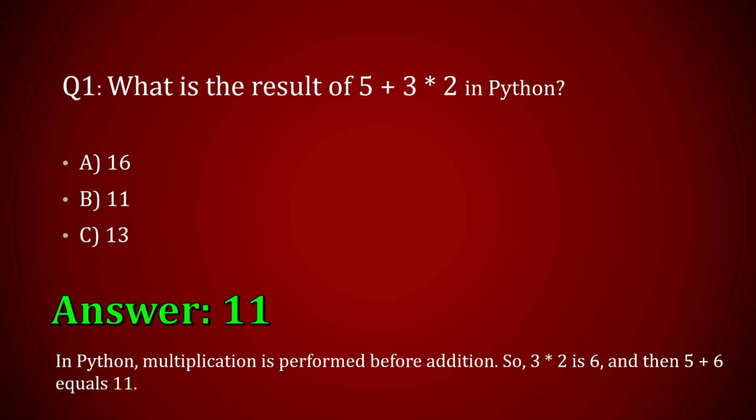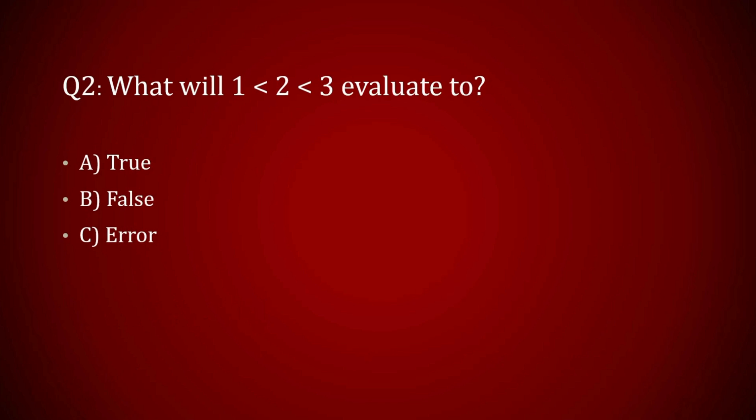Now let's move to the second question. What will 1 < 2 < 3 evaluate to? Option A, true. Option B, false. Option C, error. Your timer starts now.